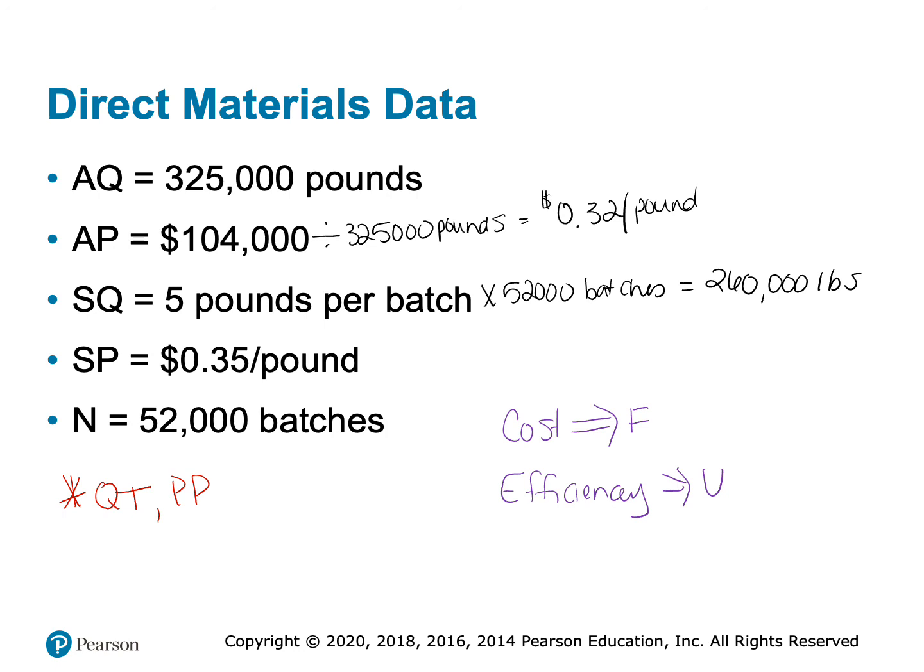Now, let me say one thing: you will not always divide the actual price by the actual quantity and multiply the standard price by N. It depends on how the data is presented to you. In some cases, the data will be presented to you like this. In some cases, it won't be. So you'll have to look at the data and do whatever you need to do to get your quantities in total and your prices per.